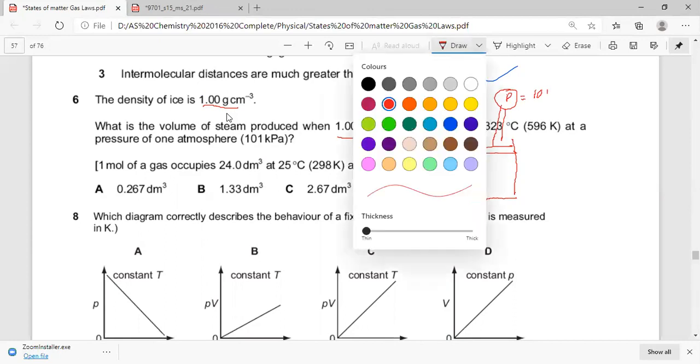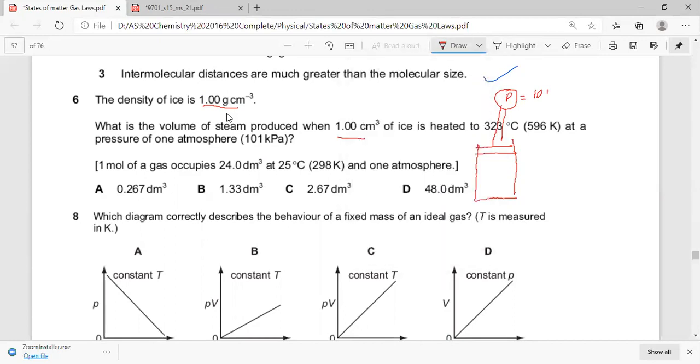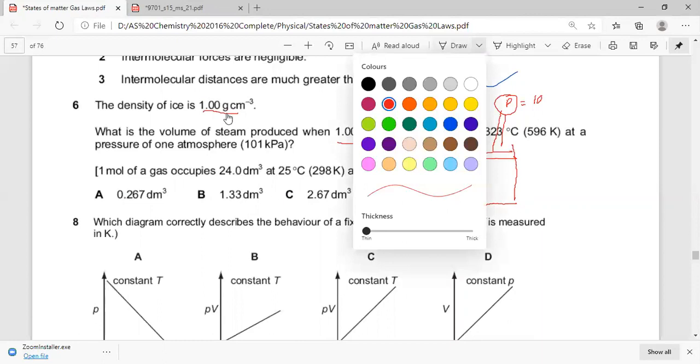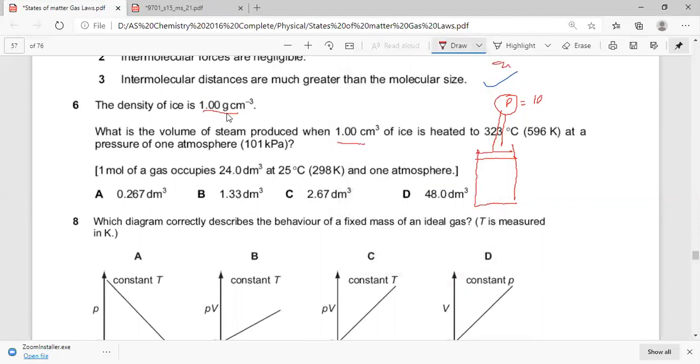So the pressure here is equal to 101 kilopascals. I need to convert to 101,000 pascals. Temperature is equal to 596 Kelvin. 1 gram of ice, 1 cm cubed. Volume of steam produced when 1 cm cubed, which means it's 1 gram. Of course, then the mass is equal to 1.0 gram.